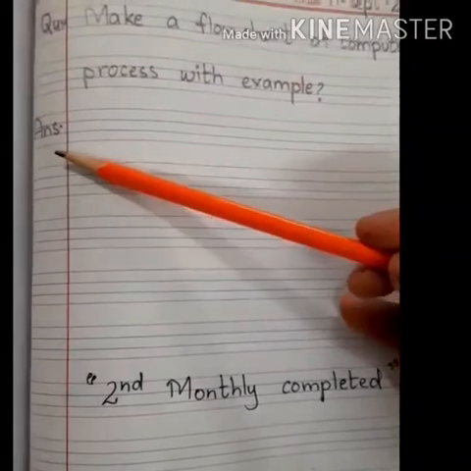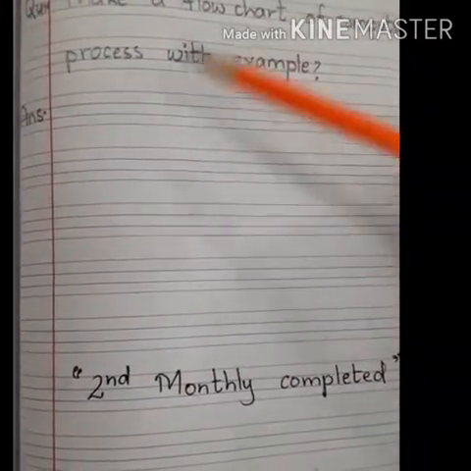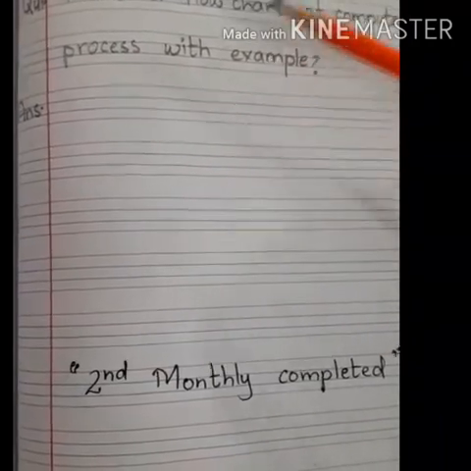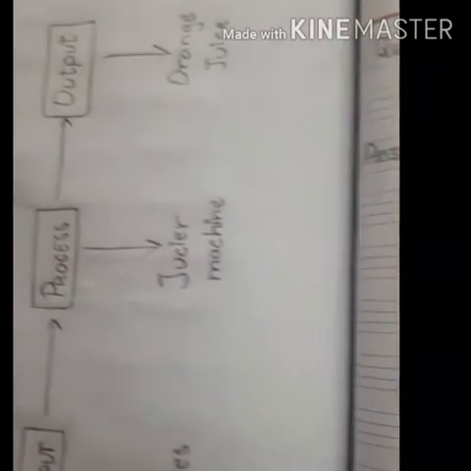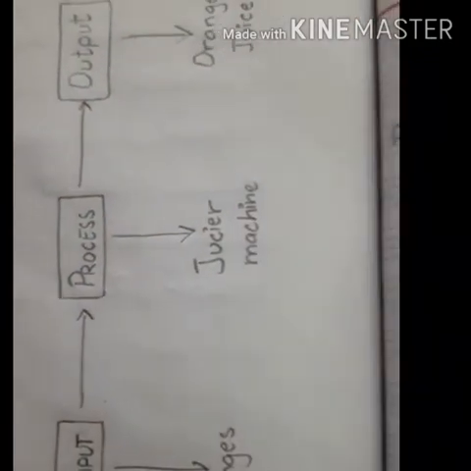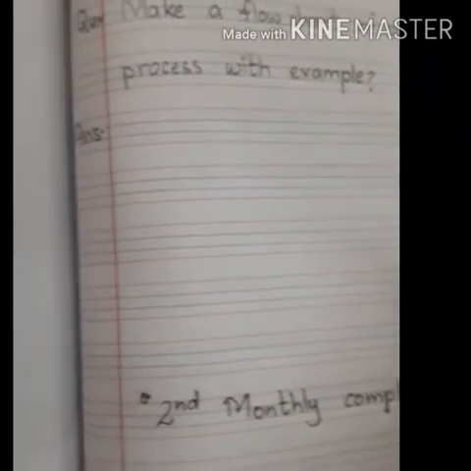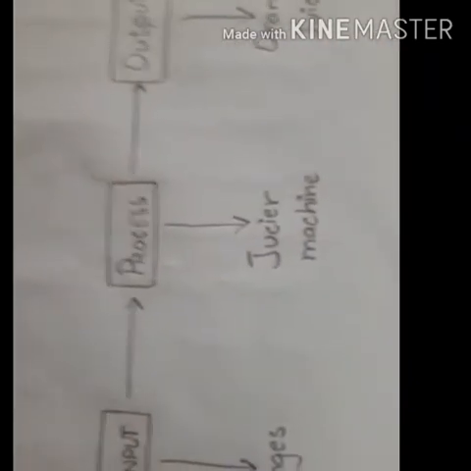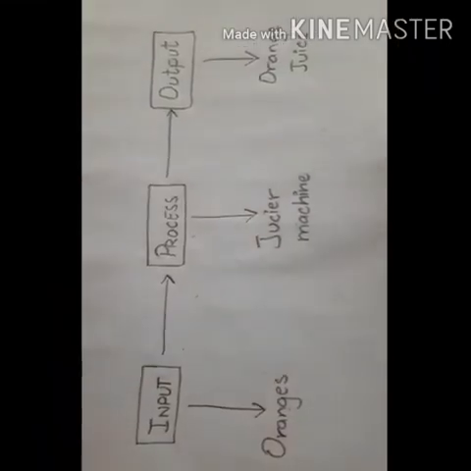Okay, so you have to write down the answer over here, but you cannot make a flow chart on the lined paper, so that's why you have to move to the blank paper like this. Okay, in front of the lined paper you have your blank paper. Now draw the flow chart like this.